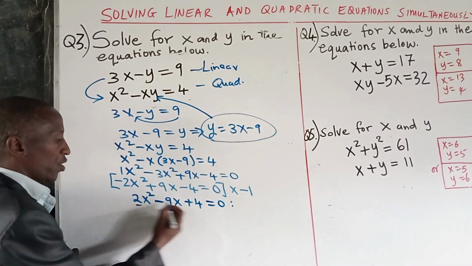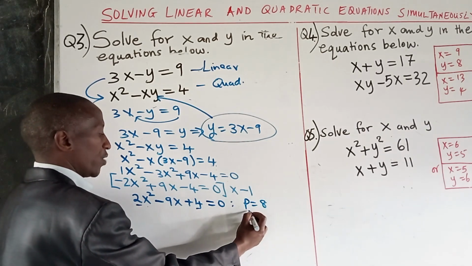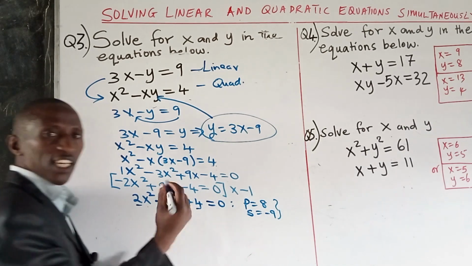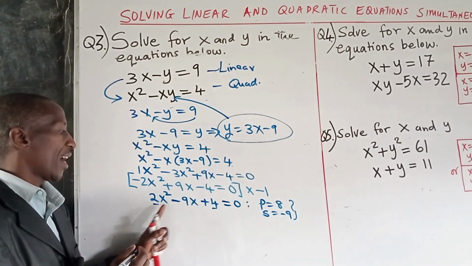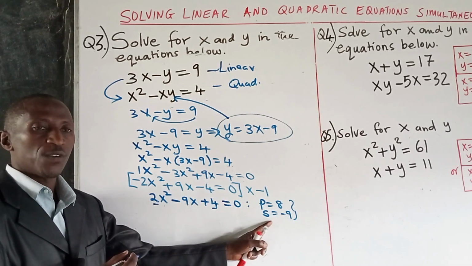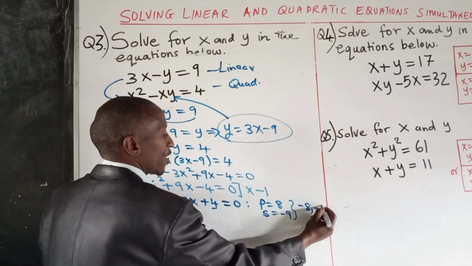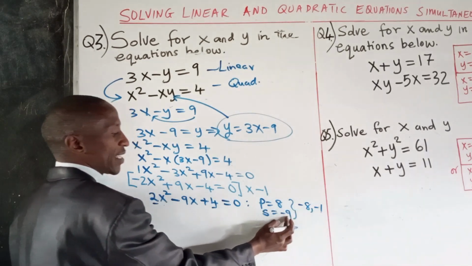We look for 2 numbers whose product is 8 and whose sum is negative 9. So viewers, take 1 minute, look for 2 numbers whose product is 8 and whose sum is negative 9. So easily, we get this as negative 8 and negative 1. Multiply the 2, we get positive 8. Add the 2, get negative 9.